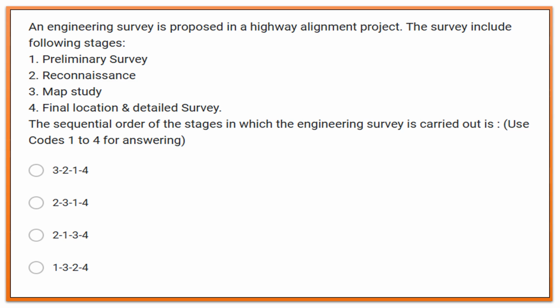an engineering survey is proposed in a highway alignment project. The survey includes the following stages. For an engineering survey, there are 4 stages. First is map study, second is reconnaissance, third is preliminary survey, and last is final location and detailed survey. By arranging these 4 steps, map study is first here, reconnaissance is second, preliminary is third, and final location is fourth. So here option number 1 is correct as per the sequence. The next question.